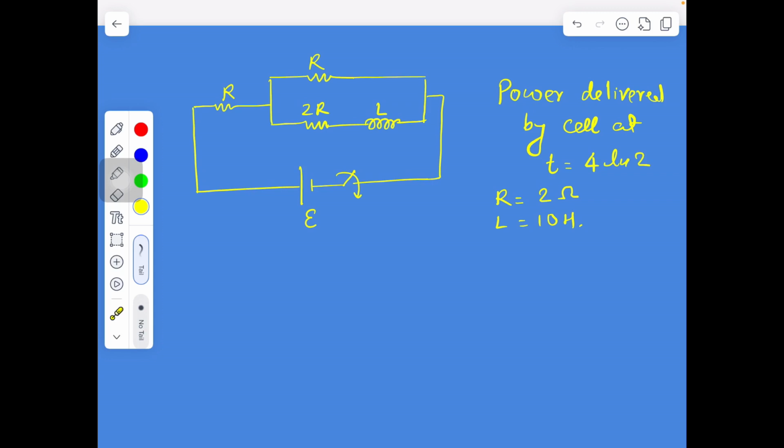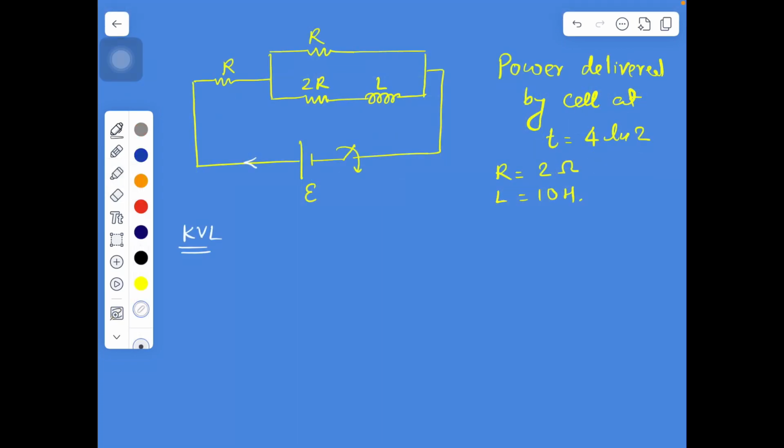So this is an LR circuit with a cell, a complex LR circuit with a cell. Let us see, we'll write KVL for the circuit. This is current I. The current through the inductor branch is I1, and the current in the other branch will become I minus I1.